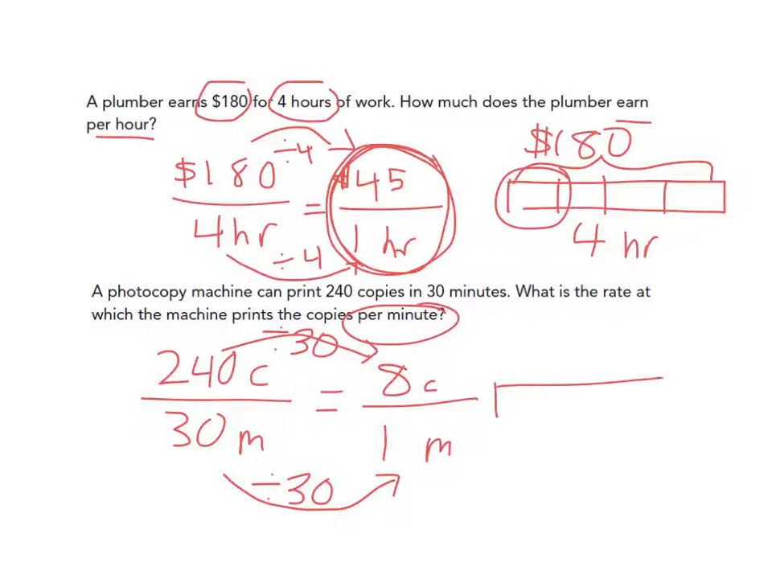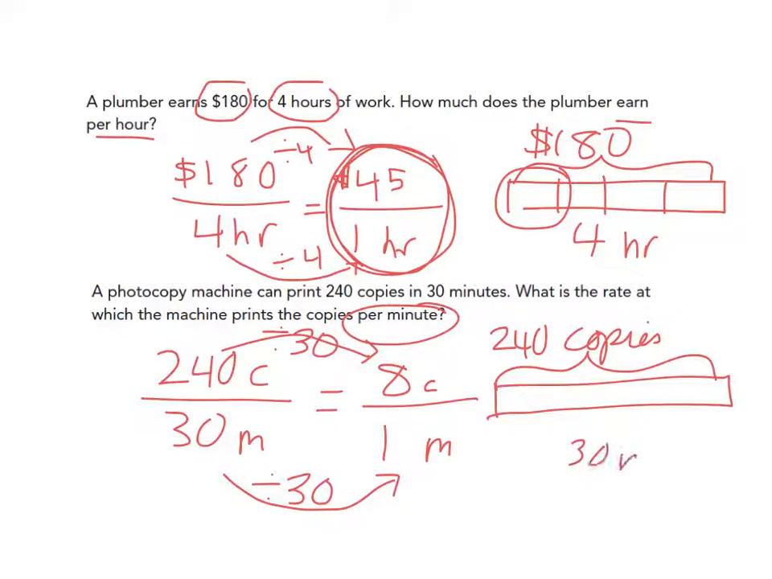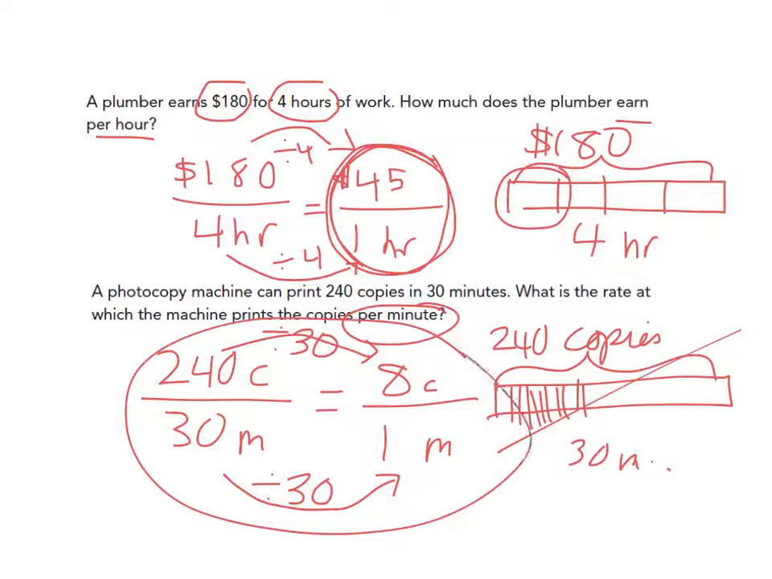I could also think of it in a bar model form and think that the person makes 240 copies over the course of 30 minutes. And then I could, if I wanted to, chop this up into 30 pieces. I'm not going to do that. I think that this way works better, specifically finding that this is your unit rate.